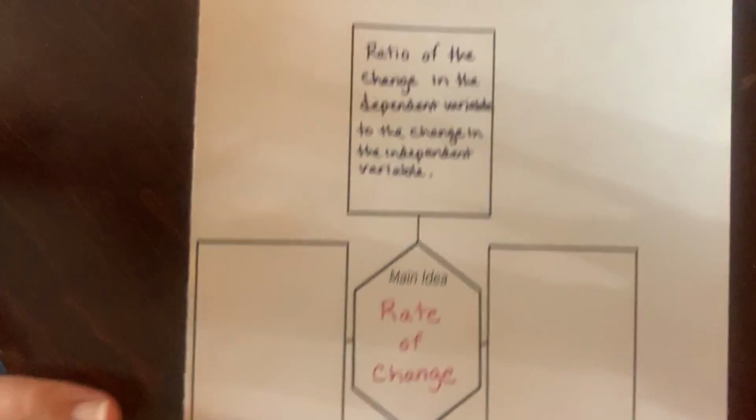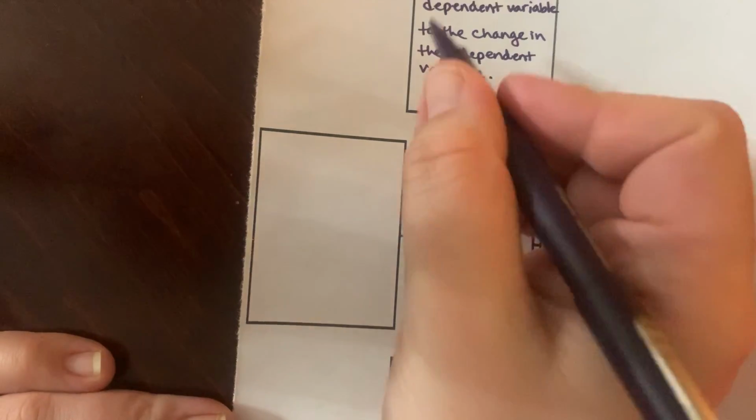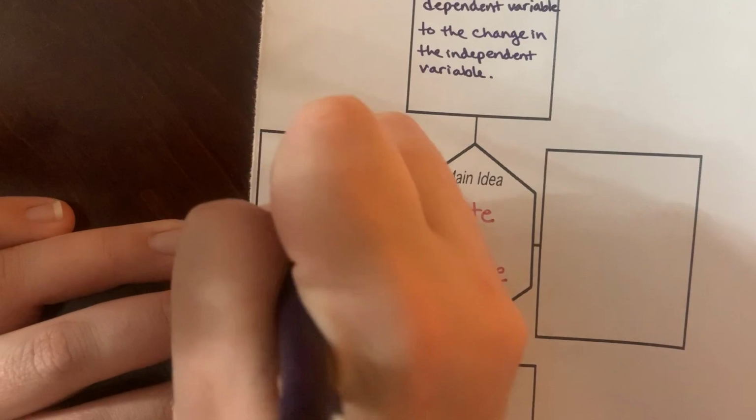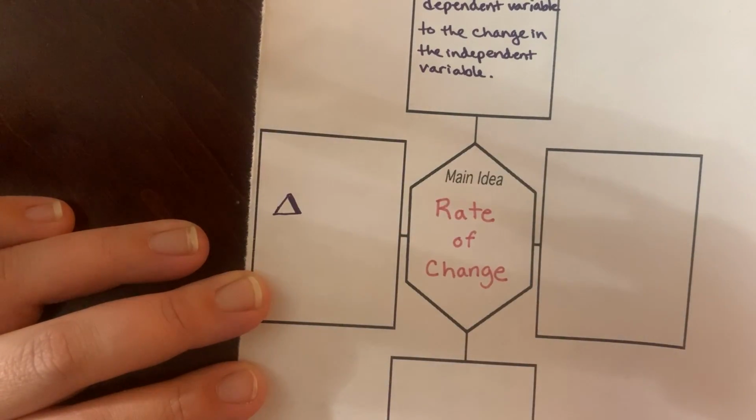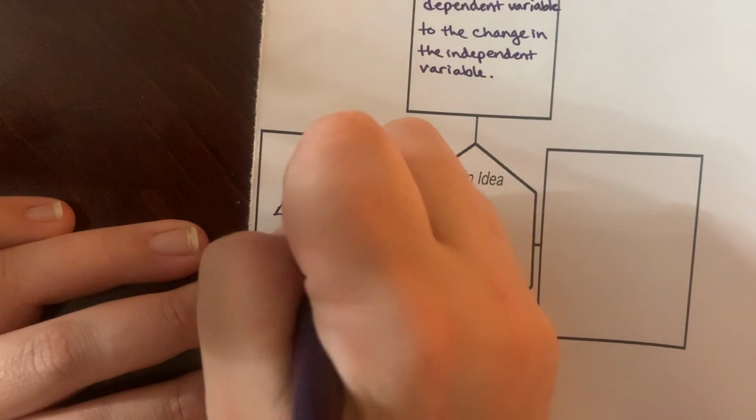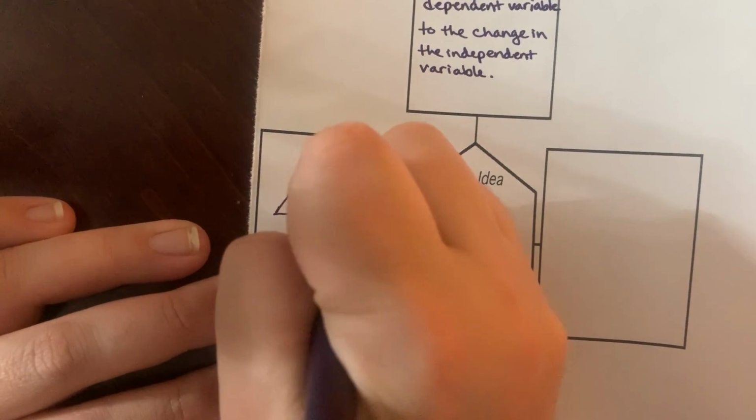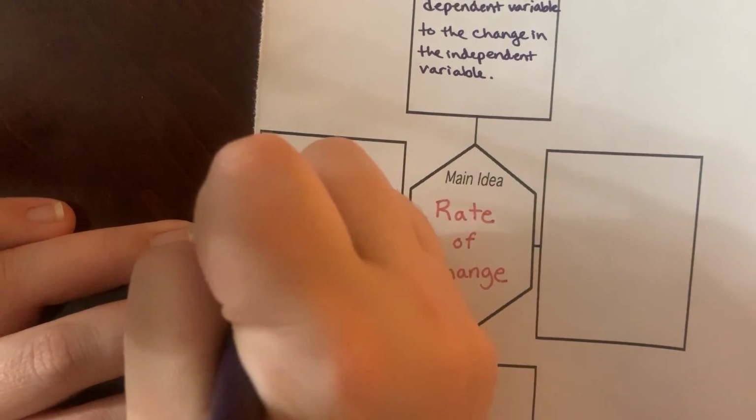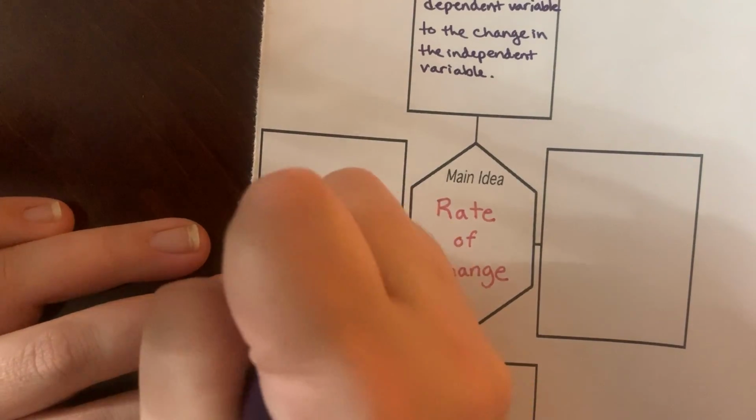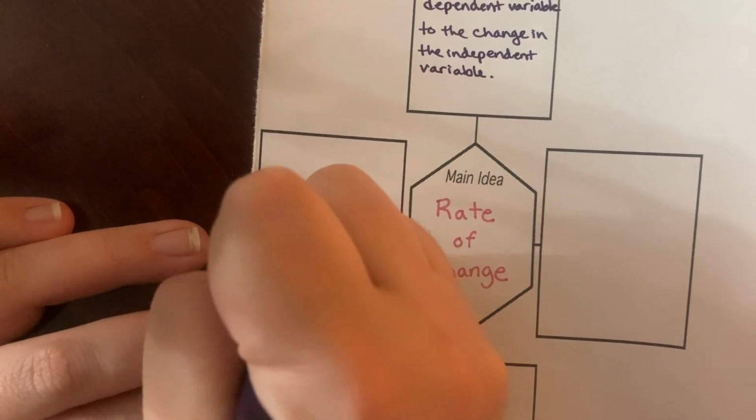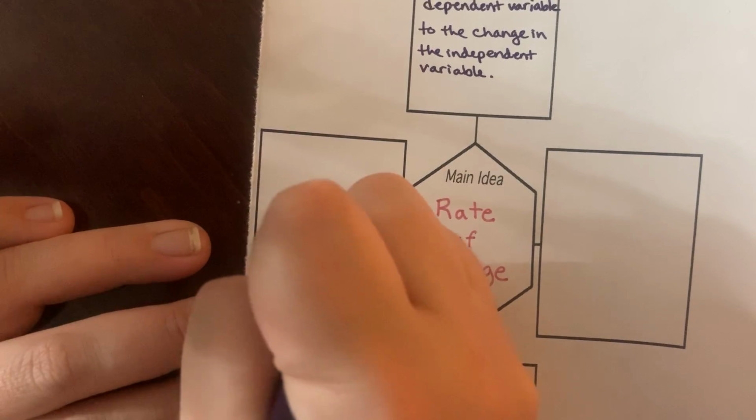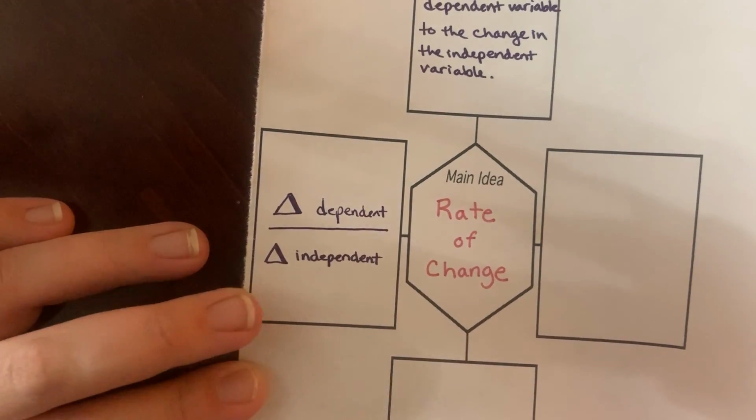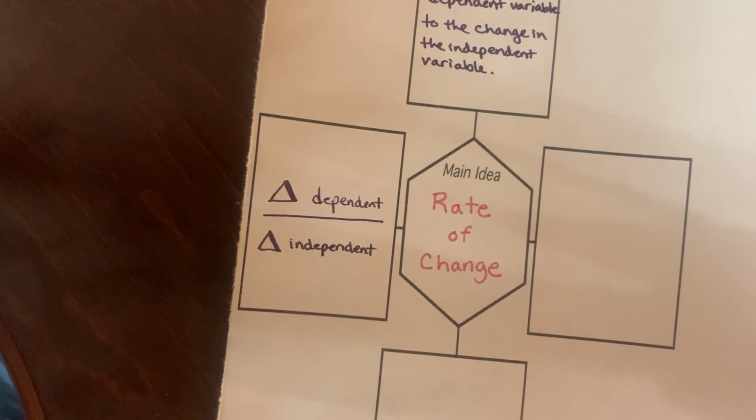So one of the ideas that we think about when we think of rate of change is writing this definition in fraction form. So we use this triangle symbol. It's a Greek letter actually, called delta. And this can be the fraction of the change in the dependent variable over the change in the independent variable. So this delta means change. This fraction is our ratio. So I'm going to make a note of that right here.